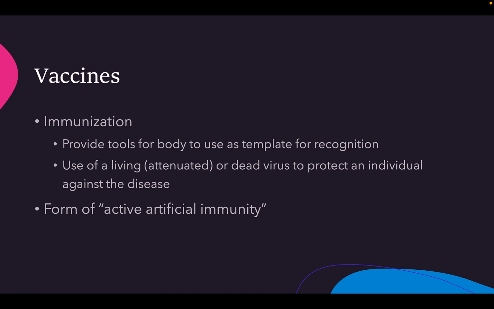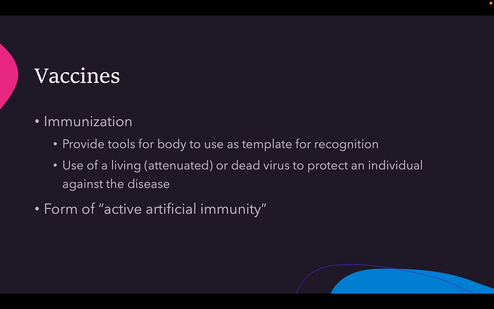And this is the basis of vaccines, which are immunizations. They provide tools for the body to use as a template for recognition. So they'll use a living or an attenuated virus, which is basically alive, but they took its viral components out so that it can't hurt you, but it's alive, so your body will recognize it as a virus, and then it'll make antibodies for that, so that if you end up coming in contact with the actual virus in a different situation, your body would be able to mount that secondary immune response instead of a primary immune response upon the actual exposure to the pathogen.